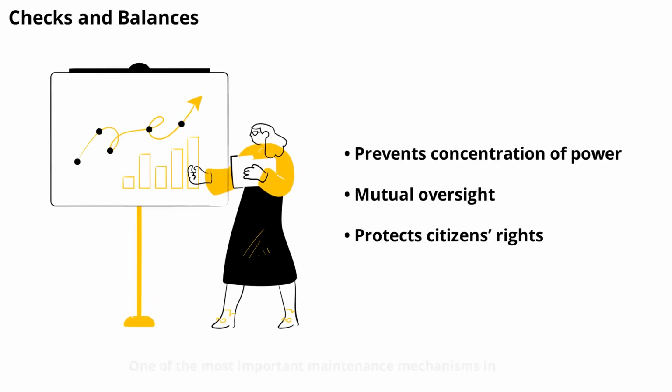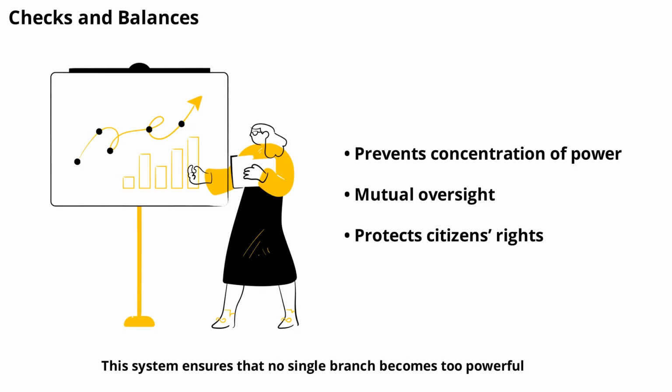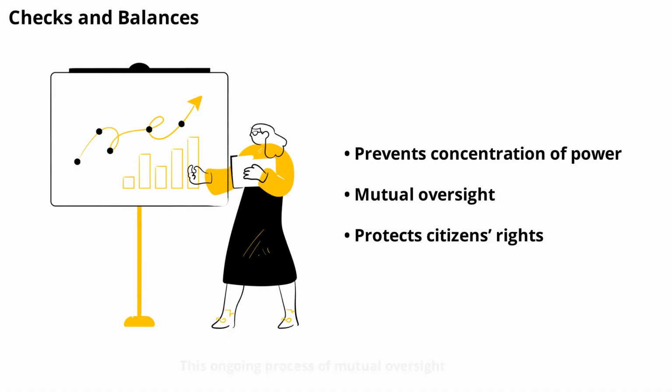One of the most important maintenance mechanisms in government systems is the principle of checks and balances. This system ensures that no single branch becomes too powerful. Each branch has the authority to limit the powers of the others, creating a balance that protects citizens' rights and upholds the rule of law. For example, the legislative branch can pass laws, but the executive can veto them, and the judiciary can declare them unconstitutional. This ongoing process of mutual oversight is key to maintaining a healthy government.